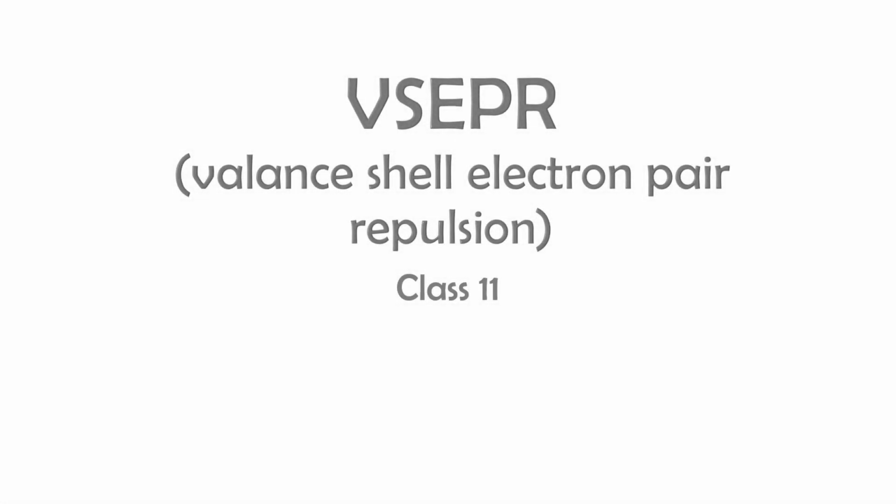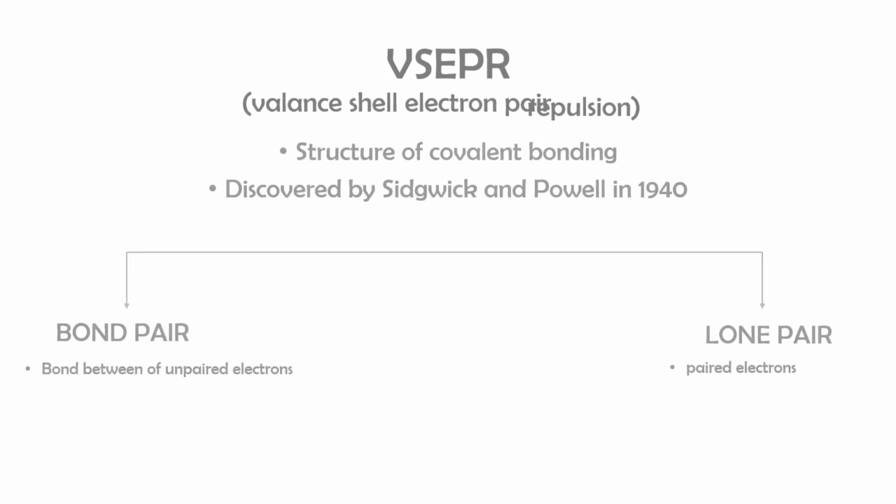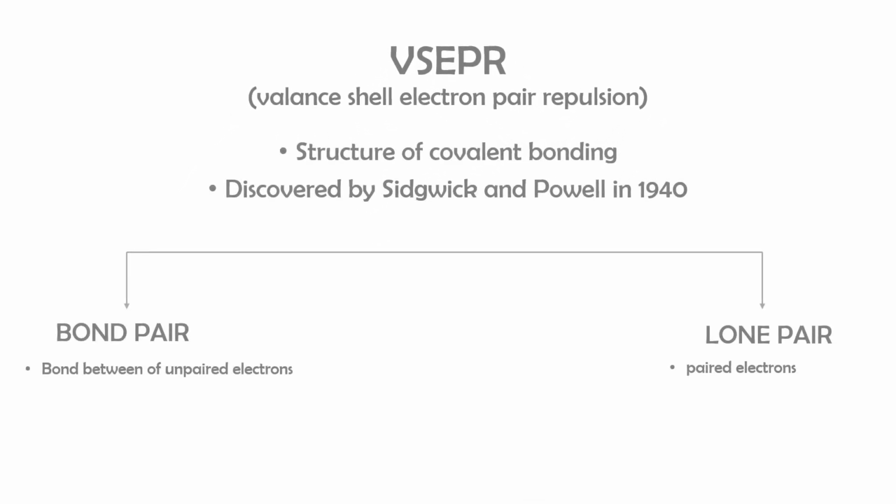In this lecture, I'll be teaching you about another theory that is related to the covalent bond, and that theory is known as Valence Shell Electron Repulsion theory. Now, this theory explains the structure of covalent bonding. It was discovered by Sidgwick and Powell in 1940.